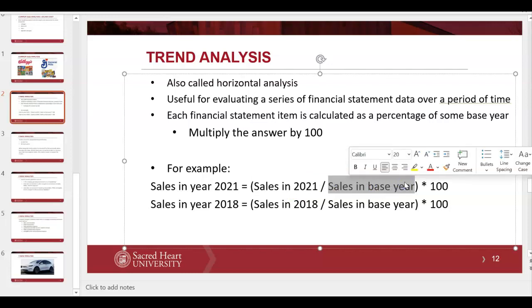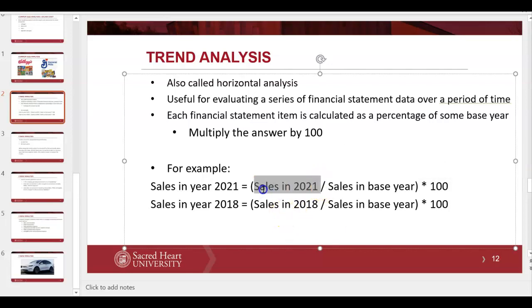Now, what's the right base year? What are we comparing it to? Well, we just choose. For this video, I went back 6 years. I took the most recent 6 years of financial statement data. And so I use the 6 years prior as the base year. And we're looking at each period, years 1 through 6, relative to that base year. And then standard practice is multiply it by 100. So sales in 2018 would be 2018 sales divided by sales in that same base year.